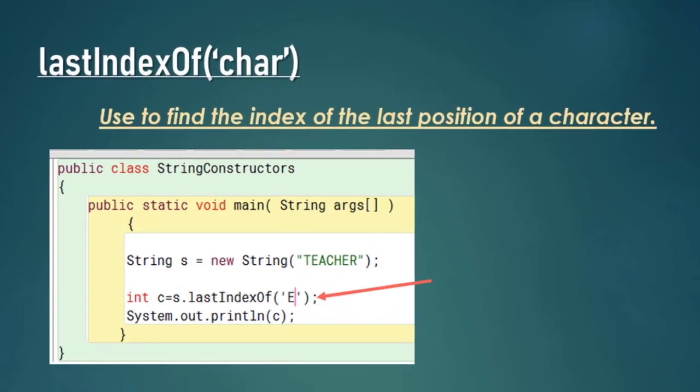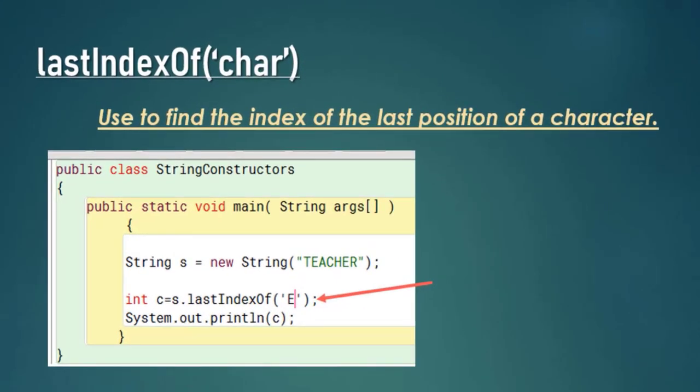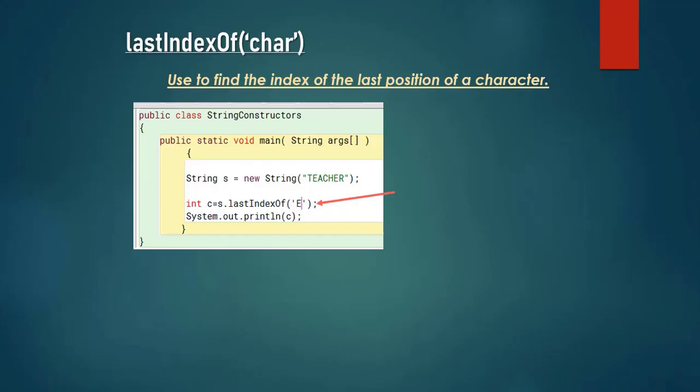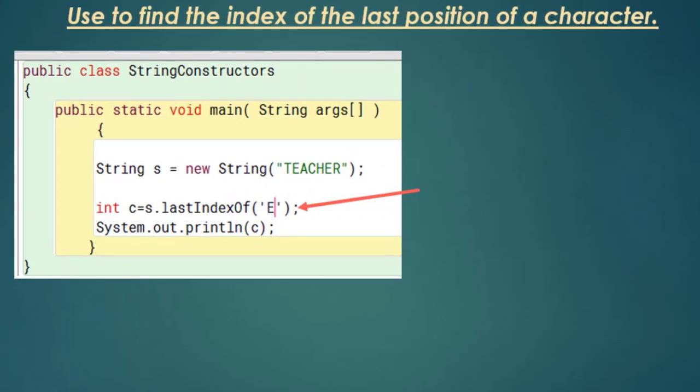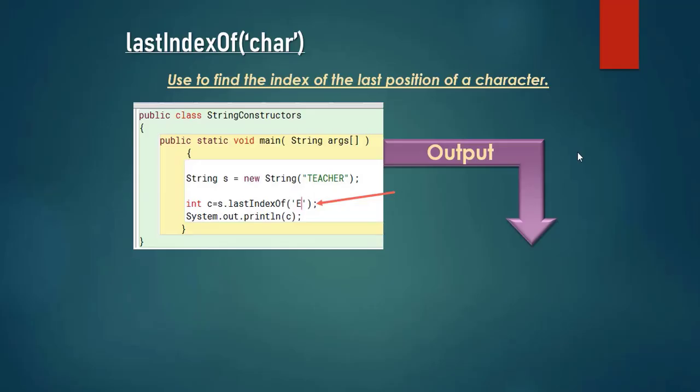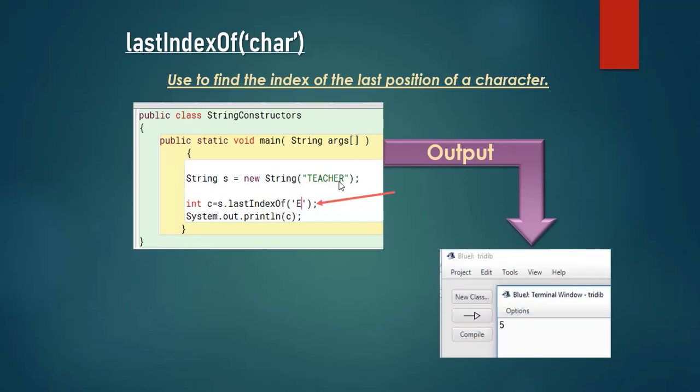The next function is lastIndexOf. This function is used to find the index of the last occurrence of a character in the string. In this example, we can see the character E is present twice. So lastIndexOf('E') will search for the last occurrence of E in this string. So the output will be 5 in this case, because the last index of E in this string is 5.